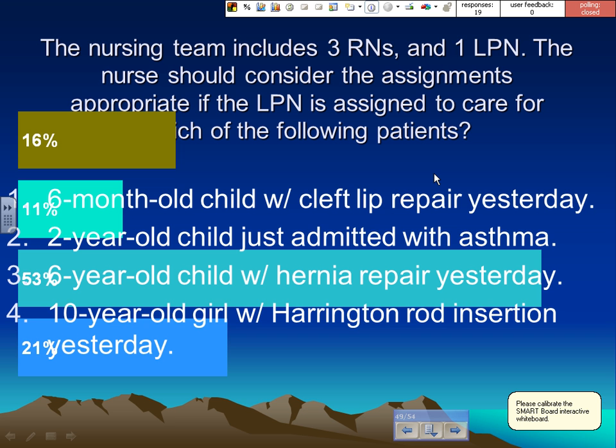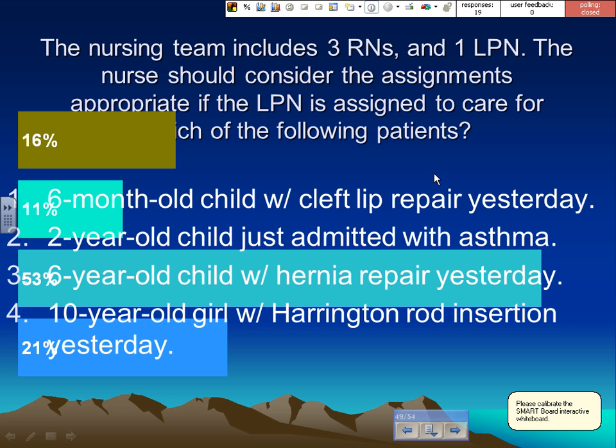The proximity in time of when a procedure might have been done also matters. If you had a patient who had surgery today versus somebody who had the same surgery a week ago, the person who had it today would obviously be at a higher risk for complications than the one who had it a week ago.